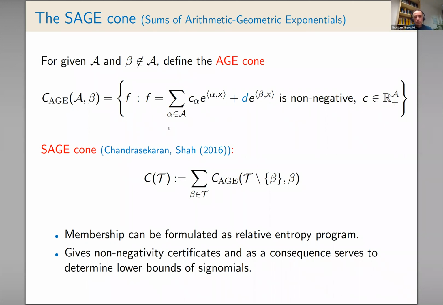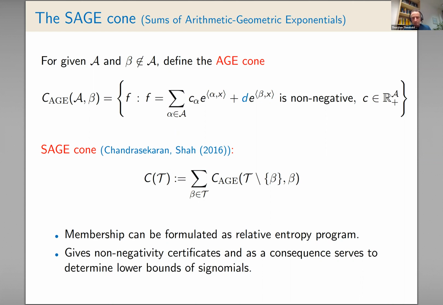And then we can also vary over the negative term, pick all the possible negative terms and add all these H cones, take the Minkowski sum of them. And this gives the so-called Sage cone for sums of arithmetic geometric exponentials. And by construction, all the signomials in this cone are non-negative, and membership in this cone can be formulated as a convex program, namely as a relative entropy program.